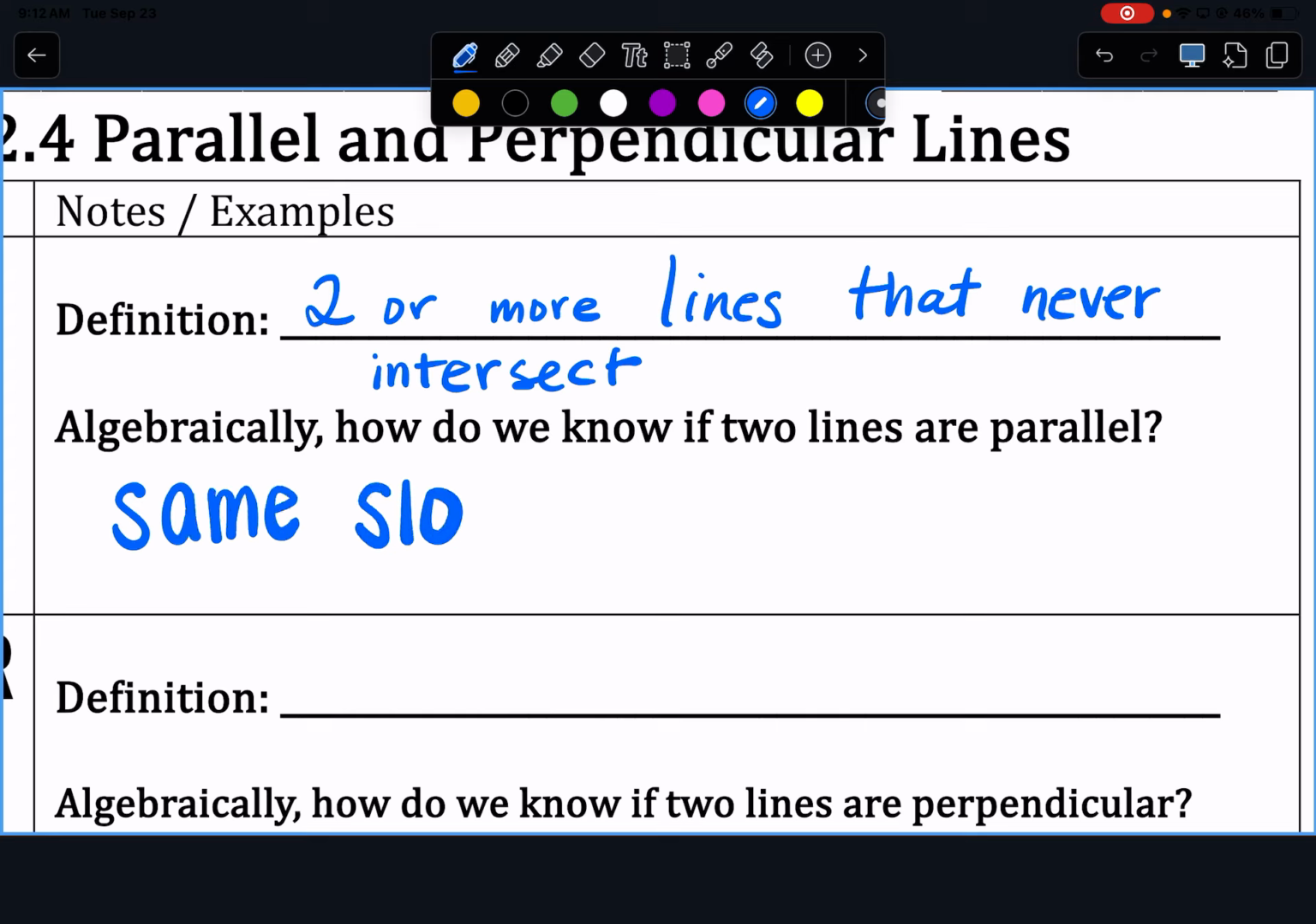but what if I had y equals 2x plus 1 and y equals 2x plus 1? Are those parallel? Or is that just the same line twice? It's just the same line twice, right? So not only does it have to have the same slope, but what other part does it have to have? A different y-intercept. So same slope and different y-intercept.